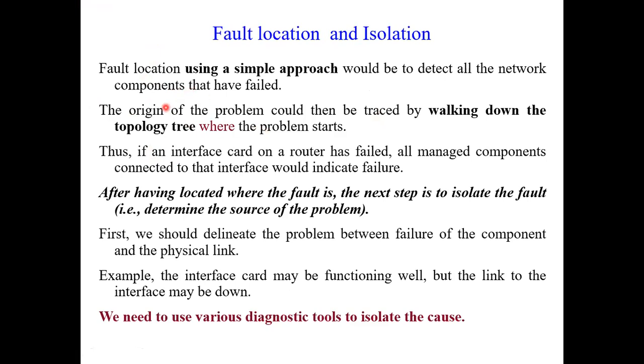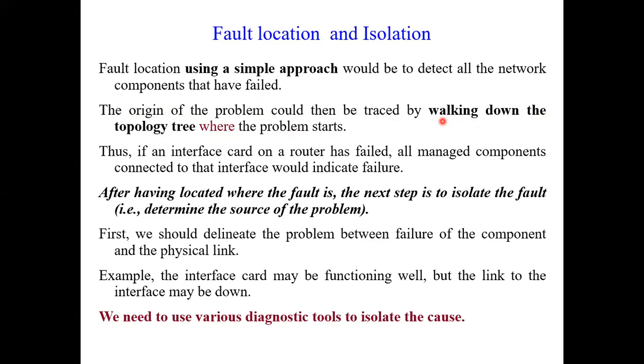What they are saying is that fault location using a simple approach would be to detect all the network components that have failed. So the very first thing when the fault occurs and I'm trying to find out where the fault is, it might be that some network component is not working. The origin of the problem could then be traced by walking down the topology tree to where the problem starts. Please don't imagine that you will walk down the network, meaning actual physical walking. It is not possible because the network is laid down over a very wide area.